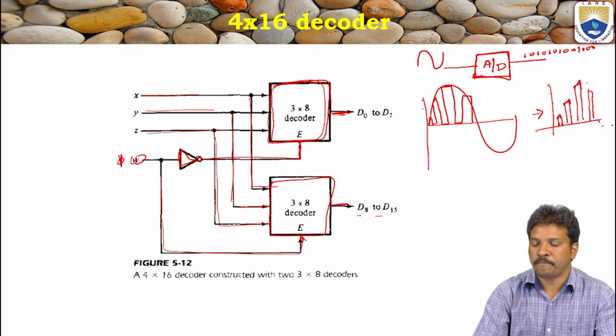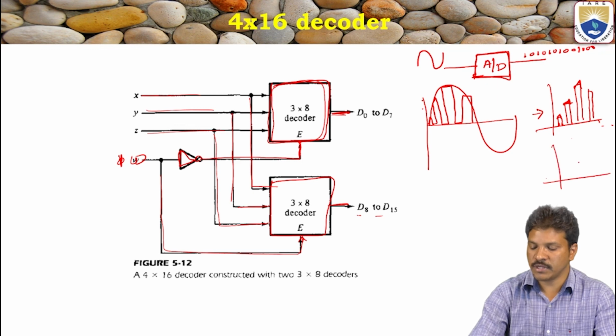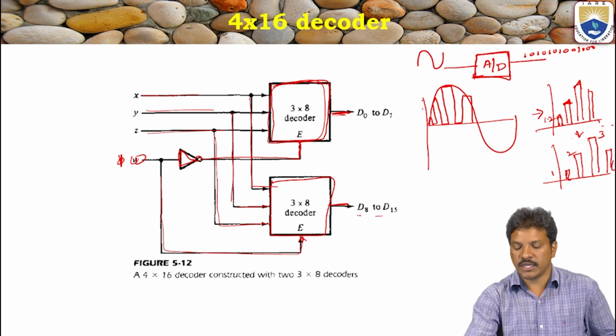Then this signal, the sample and hold outputs, is quantized, because we need to convert to the exact samples. That means, for example, 1.2 we can equate with 1, 2.2 we can equate with 2, and 3.1 we can equate with 3. So we equate with this exact number, and that is called quantization.